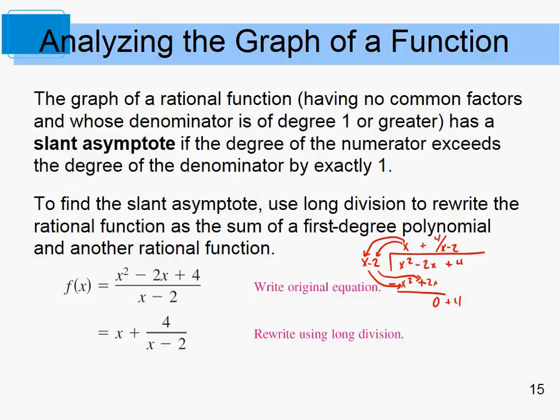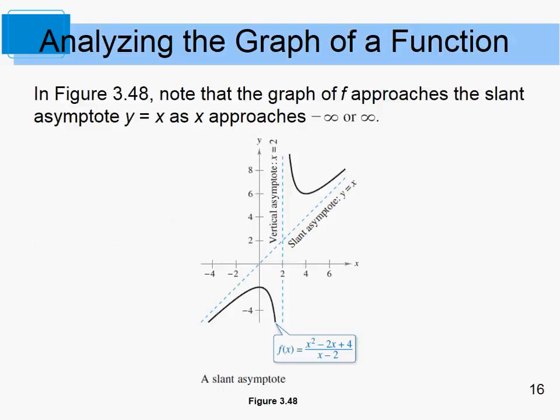Can't it cross at 4 over x minus 2 and then have a slope of 1? No, because that's got a variable in it. It's not a constant. Do the long division and take the part that is not remainder, and that's going to give you a slant asymptote that the function has to approach.